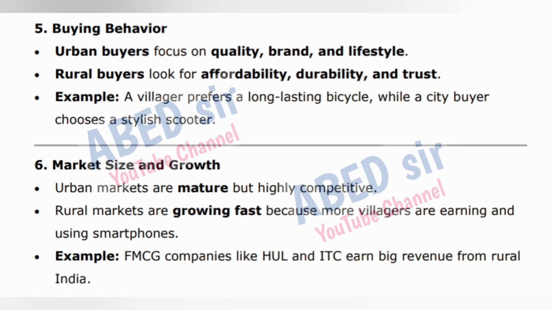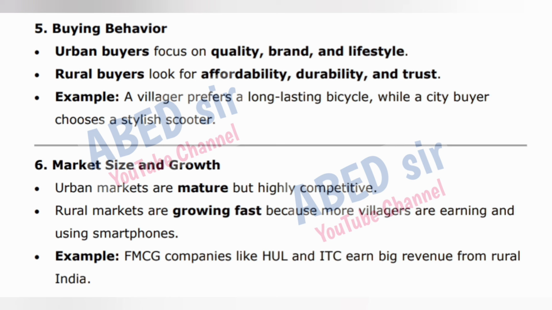5. Buying behavior. Urban buyers focus on quality, brand, and lifestyle. Rural buyers look for affordability, durability, and trust. Example, a villager prefers a long-lasting bicycle, while a city buyer chooses a stylish scooter.